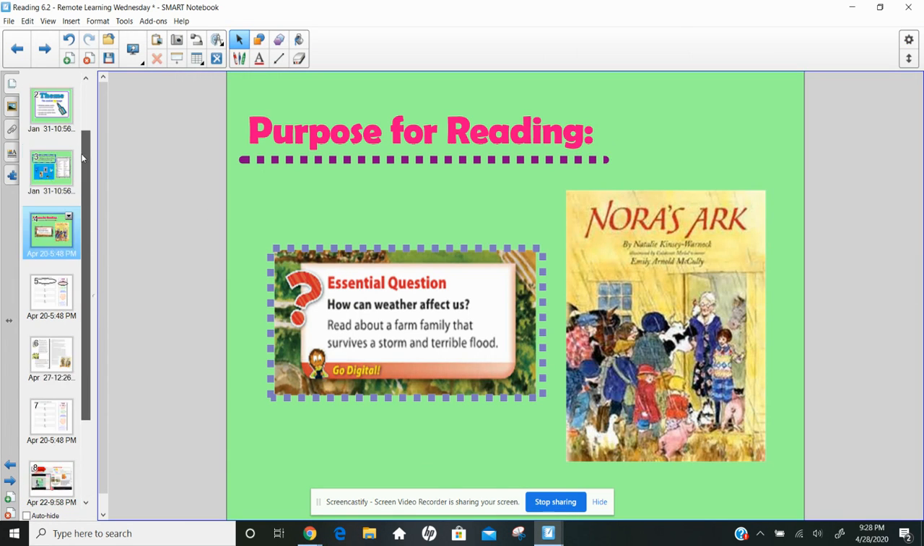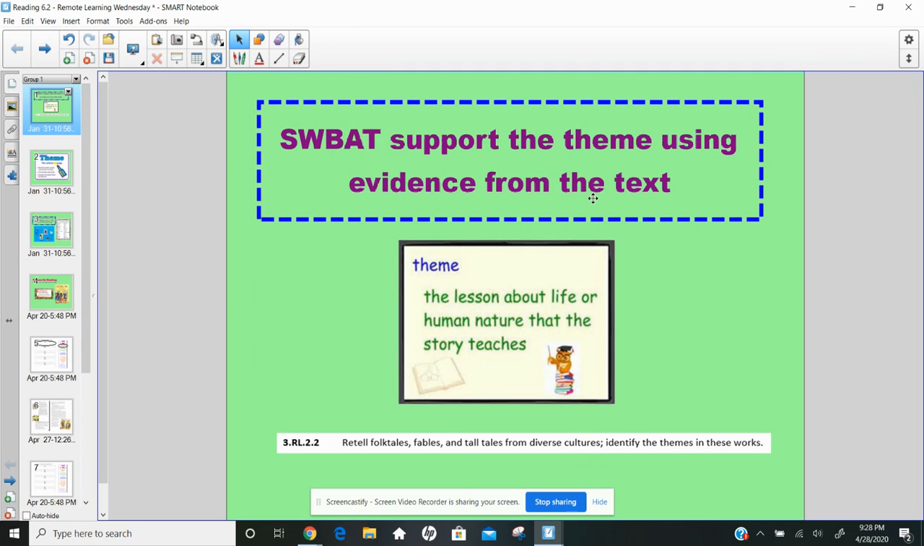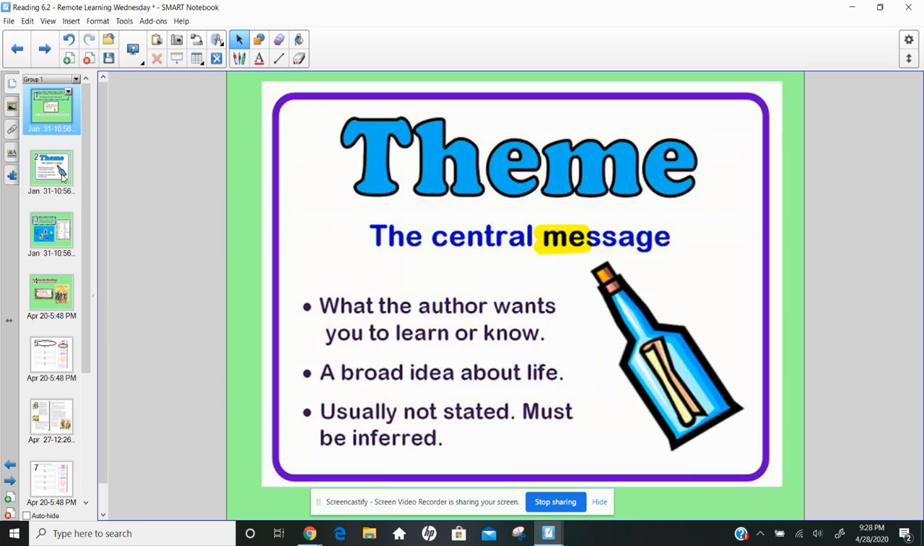And so we're going to start with the beginning. We are going to be supporting the theme using evidence from the text. And we're going to be doing this because this is one of our standards, right? Being able to retell and identify the themes in these works. Another way of saying theme is the lesson that we can use in our own life, right? We think of the message. So we think it's about me and my life.